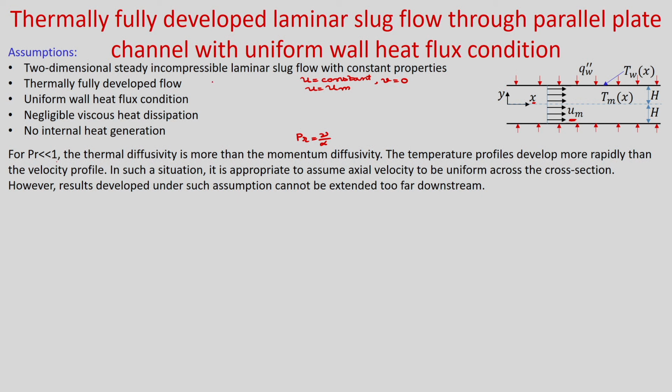Thermally fully developed flow. So, del phi by del x will be 0, where phi is the non-dimensional temperature, T w minus T divided by T w minus T m. Uniform wall heat flux condition, so q double prime w is constant. Negligible viscous heat dissipation, so phi is 0, and no internal heat generation, so q triple prime is 0.